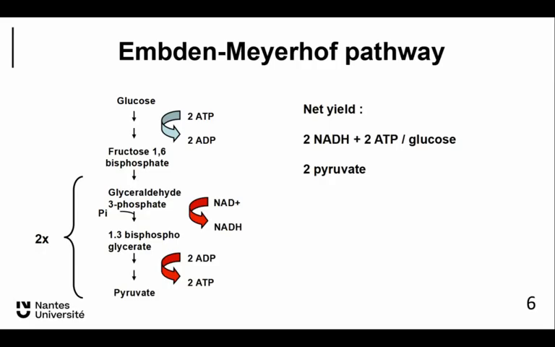So the net yield here, if you count them up, is for each molecule of glucose, you get 2 molecules of NADH, okay, because this is all multiplied by 2. You get 2 of these molecules per molecule of glucose. So you get 2 NADH. Here you generate 4 ATP, but you've spent 2, so your net yield is 2 ATP per glucose. And the pyruvate is the end product of the pathway.